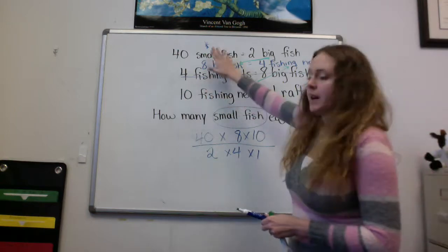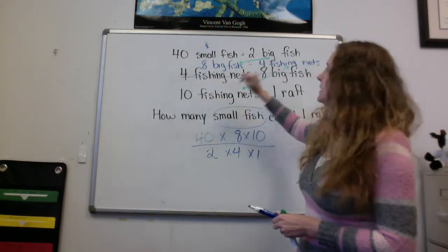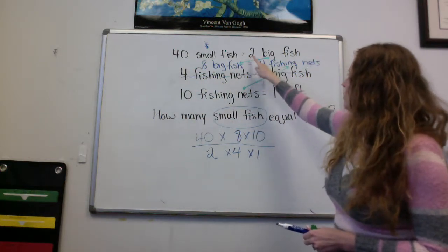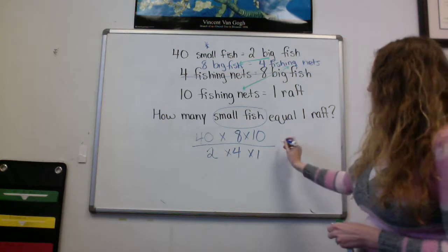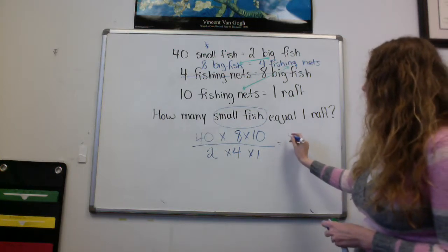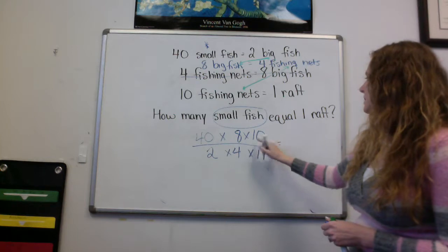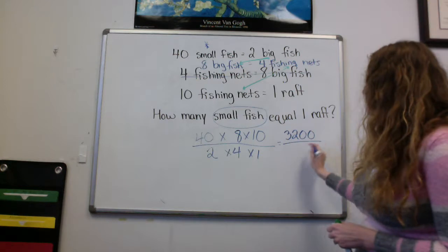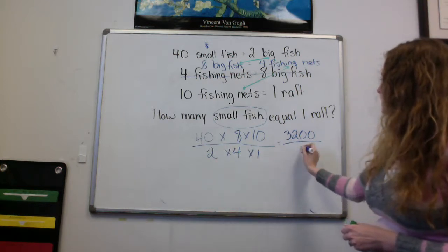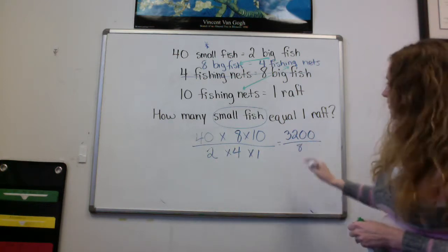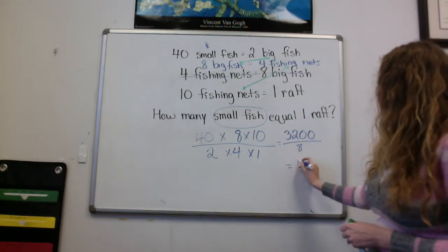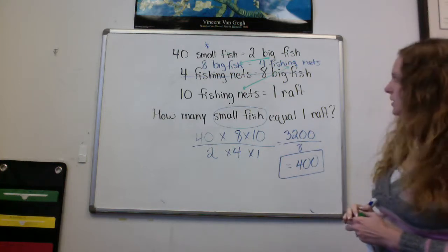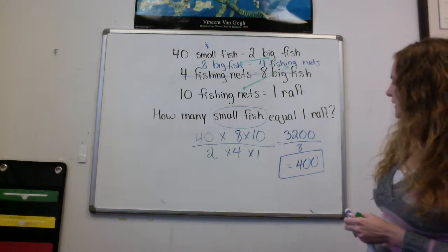Right? So again, my units of measure that were over here on the left-hand side and then right-hand side. So 40, 8, and 10. And then 2, 4, and 1. So on the top, I'm going to get 40 times 8 times 10 is going to give me 3,200, divided by 2 times 4 times 1, which is 8. 3,200 divided by 8 is going to give me 400. So there are 400 small fish in 1 raft.